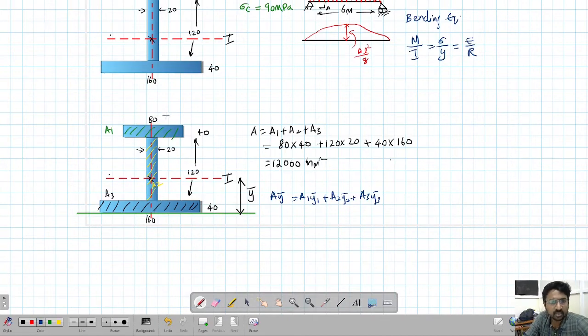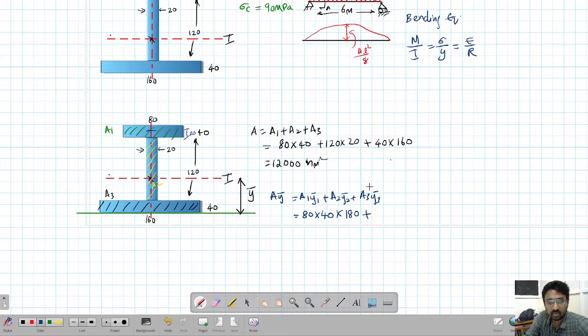So what is A1? A1 is nothing but, as we have written here, 80 times 40. Now what is y1 bar? Y1 bar is the centroid of this area, that is this location. So this is basically 40, so this centroid location will be 20. So the centroid will be 40 plus 120 is 160, plus 20 is 180.